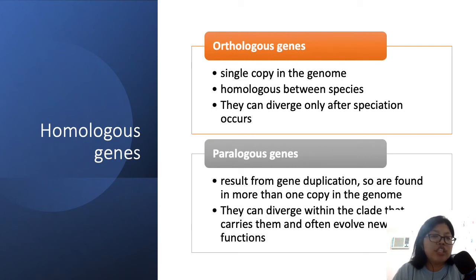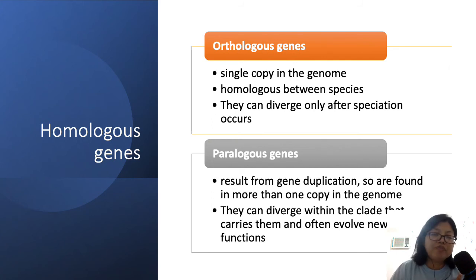Orthologous genes are genes that have a single copy in the genome and can be said to be homologous between species, and they diverge only after speciation occurs. Meaning an ancestral gene was mutated, which caused speciation. Paralogous genes are genes that result from gene duplication. They are found in more than one copy in a single genome, so they can diverge in the clade that carries them and often evolve new functions.